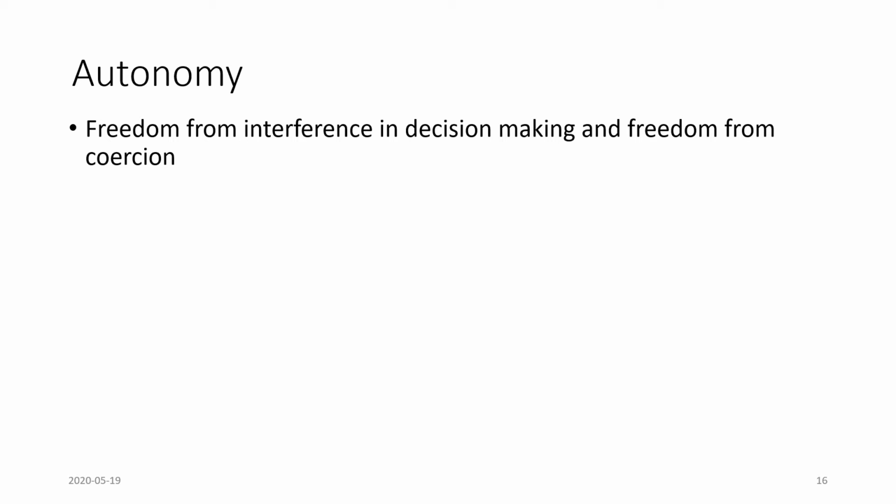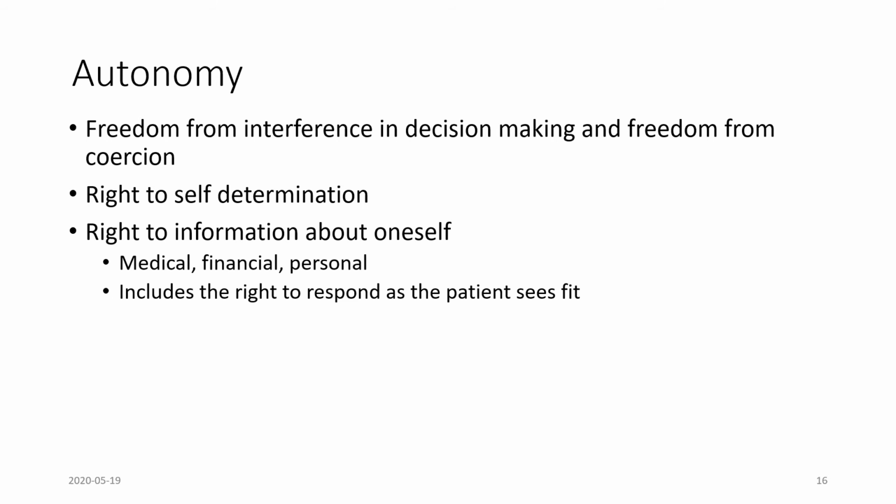But yeah, people can change your mind. People can make suggestions. Certainly, I may be an adult, but my mom may want to make a suggestion about my health choices. But it doesn't mean when we talk about autonomy that people can't make suggestions. What it means is that people should be free from coercion and should be free from undue interference in decision making. And then we have right to self-determination.